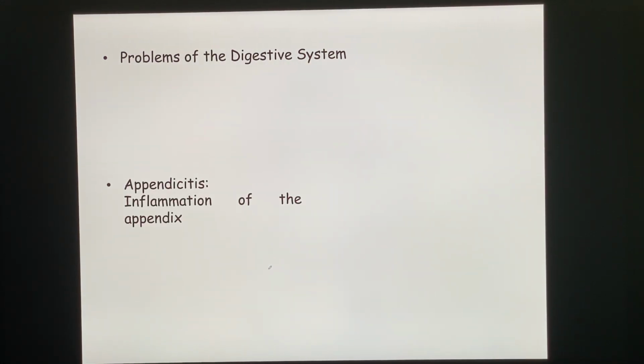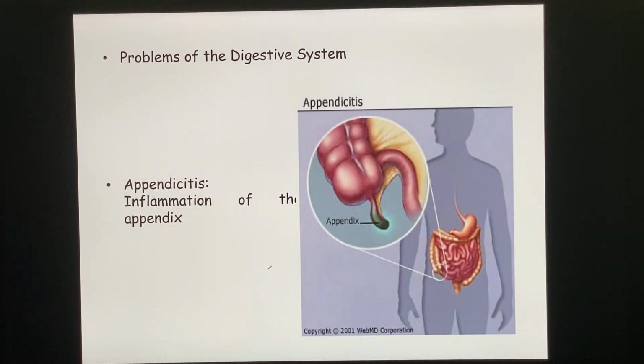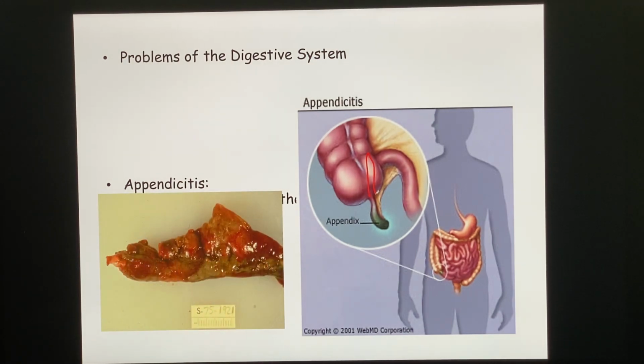Problems of the GIT, appendicitis. This is nothing but the inflammation of the appendix. So basically, you can see, as I told you again, the appendix is retroperitoneal, right behind the cecum. That gets inflamed at times, and that could be severely painful.